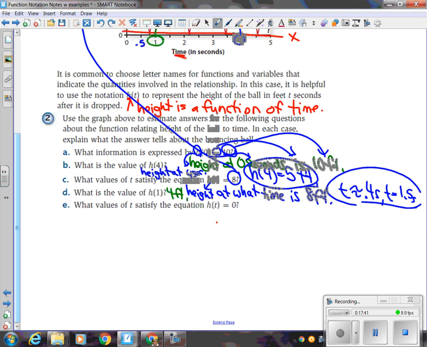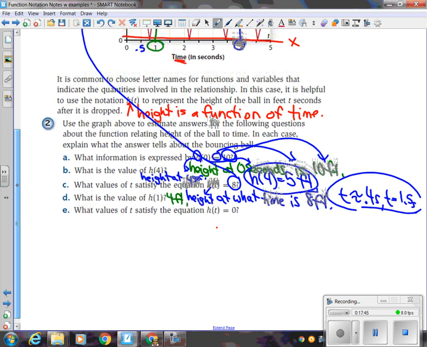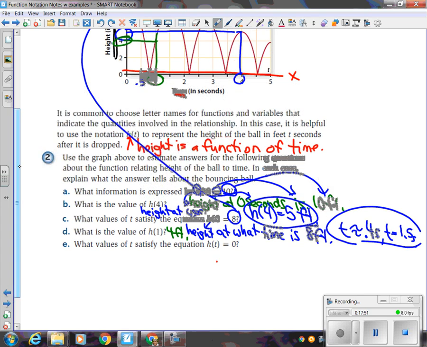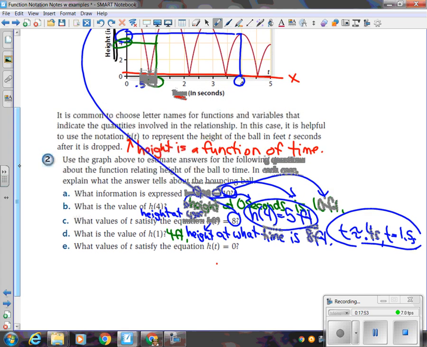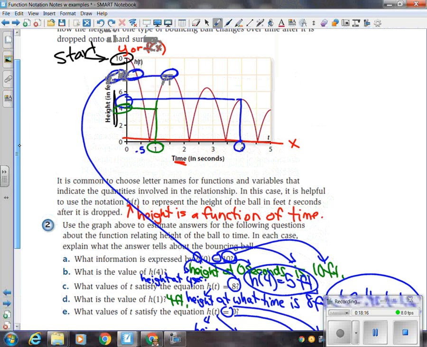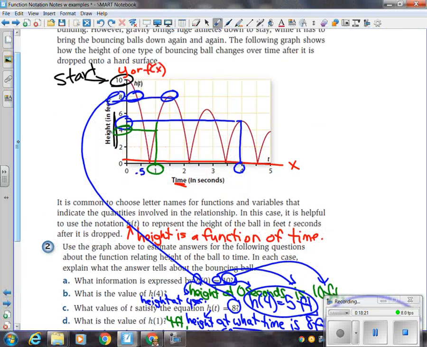Mine's pretty messy. What values of T satisfy the equation? When is the height what? What are we talking about? The height at what time equals is, and then 0. Does everybody understand what that said? H is height. This is at what time. The equals is the is, and the 0 is a feet number. When was this thing at 0 feet? When was it at 0 feet?